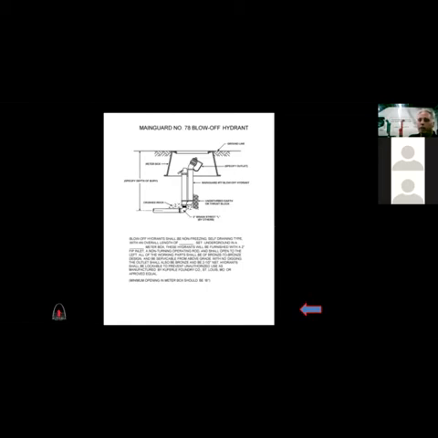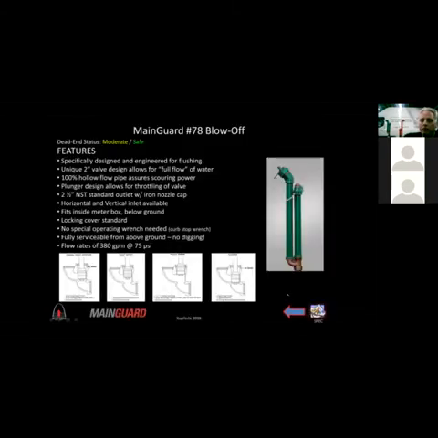Just goes into a standard meter box, 45-degree nozzle. Again, 2.5 NST, so I can just blow out right out of the box, or I can connect the hose if I like to as well. Again, lockable curb stop operating nut, just like the 77, but this is a below grade version that fits inside of a meter box, okay? All the other features are basically the same as the 77, just a below grade version of the same hydrant.